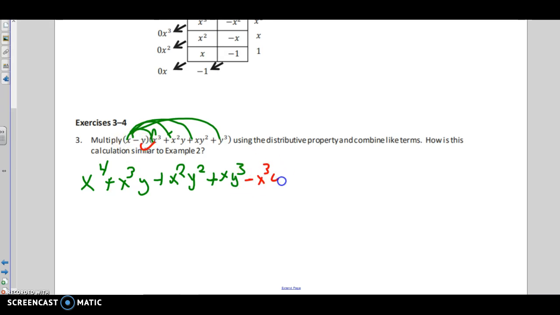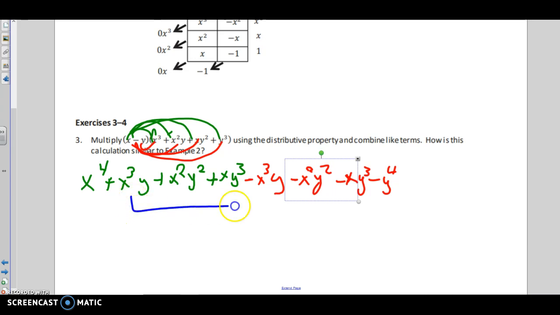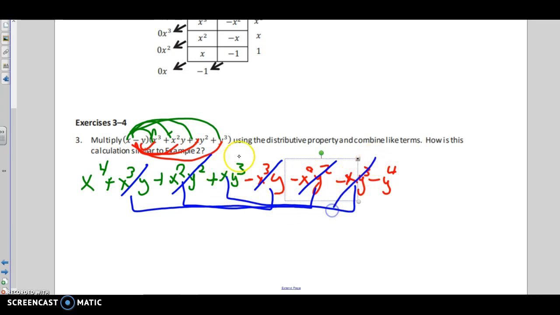Negative x cubed y minus x squared y squared minus xy to the third minus y to the fourth. So that's multiplying negative y by everything. And then I look for like terms. So x cubed y and negative x cubed y are going to cancel out. X squared y squared and negative x squared y squared are going to cancel out. Xy cubed and negative xy cubed are going to cancel out. And I'm just left with x to the fourth minus y to the fourth.